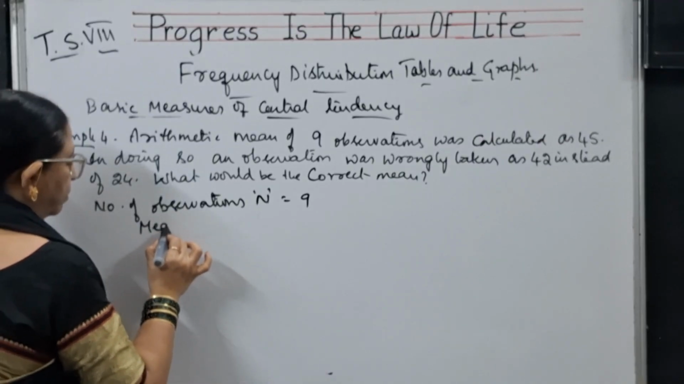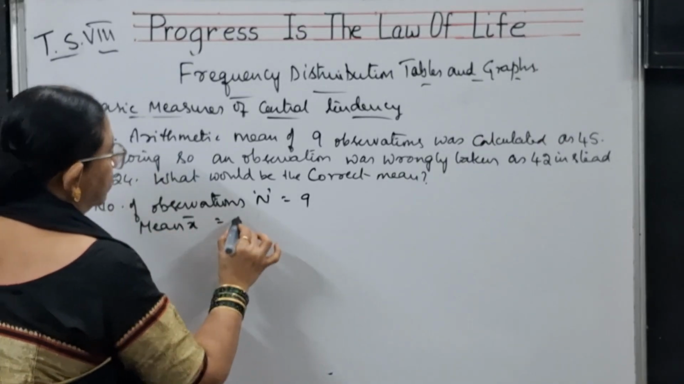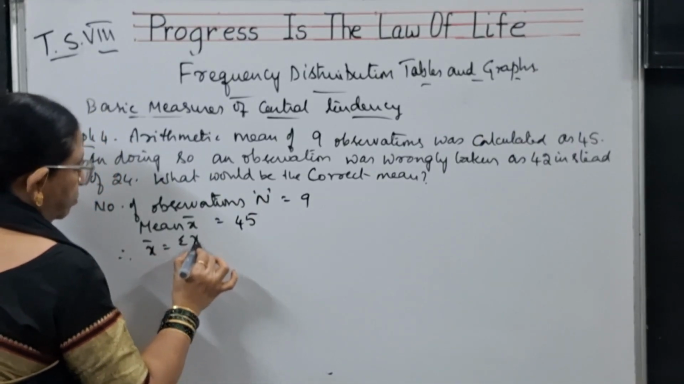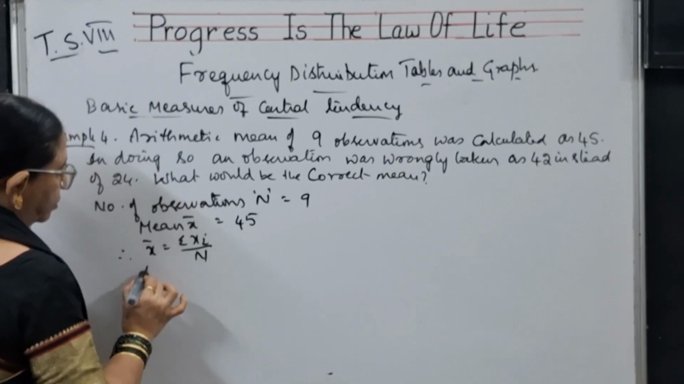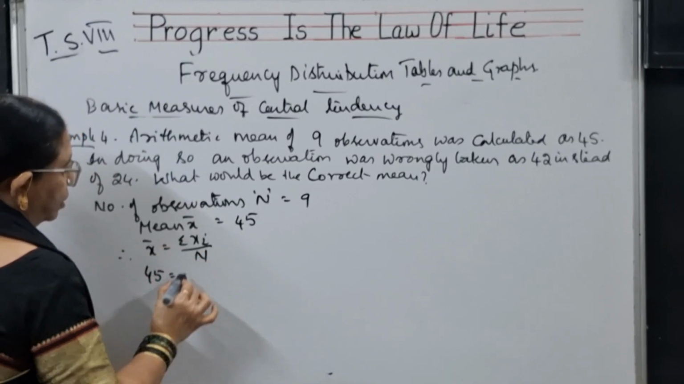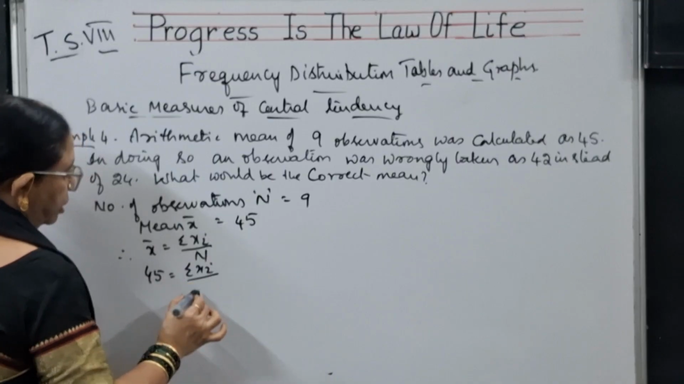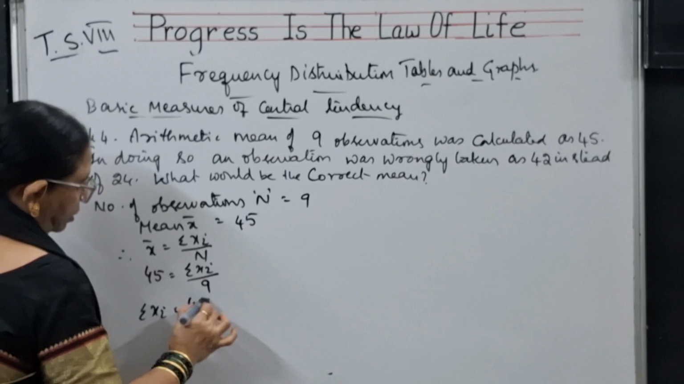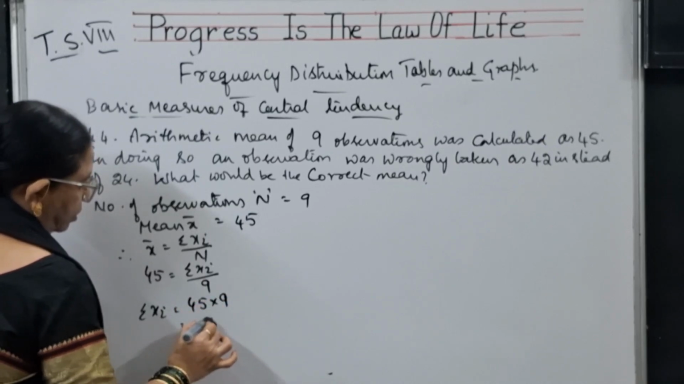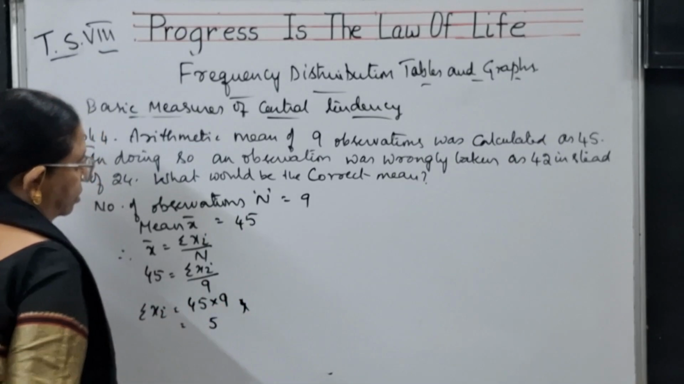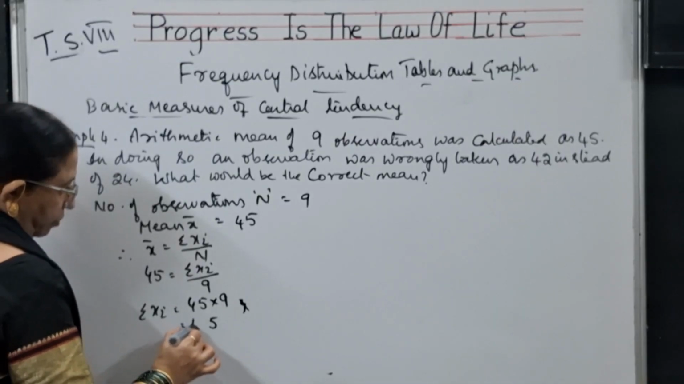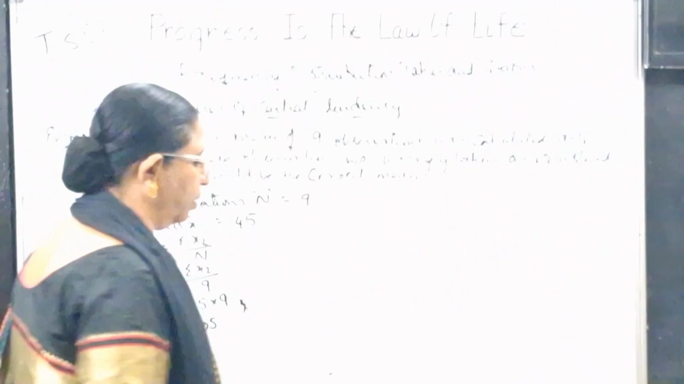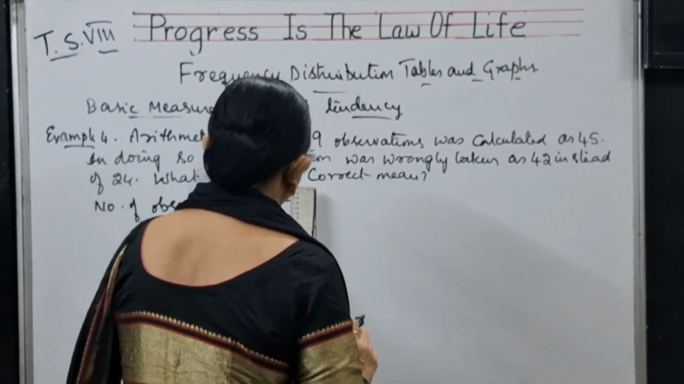Then what is the mean they have given? Mean x bar is equal to 45. So what you can say? Mean is equal to sum of the numbers by number of numbers. 45 is equal to, we don't know the sum of numbers, but the number of numbers is 9. So sigma xi is equal to 45 into 9. 9 5s are 45, 9 4s are 36, 405. Sigma xi is 405.